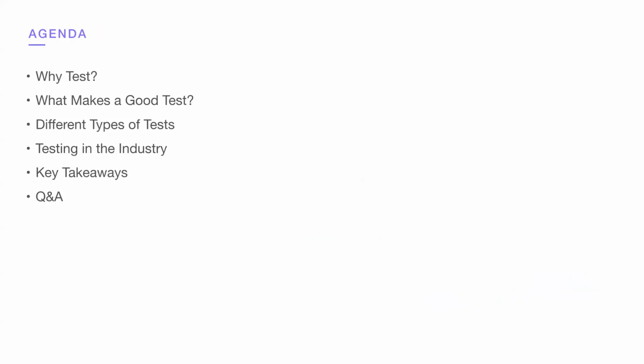Let's go ahead and talk about the agenda for today. My hope for this talk is that you will walk away having an idea of the different types of tests you can do on iOS. Here's the agenda. We'll first talk about why testing is important, and then what makes a good test. Then we'll proceed to the different types of tests that you can do on iOS. Then we'll take a step back, and I can talk about my personal experience with regards to testing in the industry. Then we'll wrap it up with some key takeaways that I hope you have learned in this talk, and then we'll open it up for Q&A.